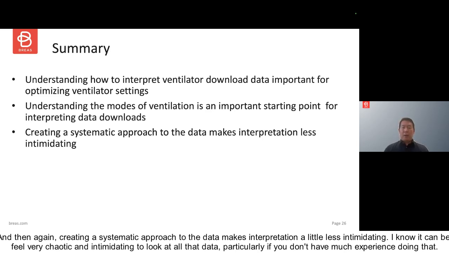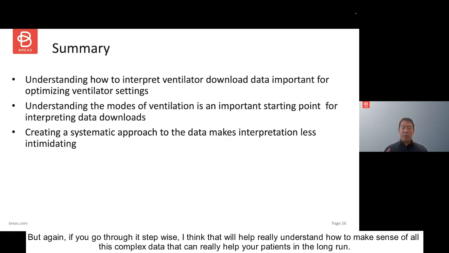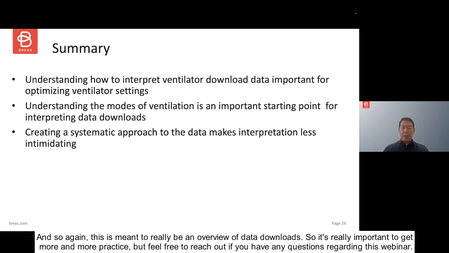I know it can feel very chaotic and intimidating to look at all that data, particularly if you don't have much experience doing that. But again, if you go through it stepwise, I think that will help really understand how to make sense of all this complex data that can really help your patients in the long run.